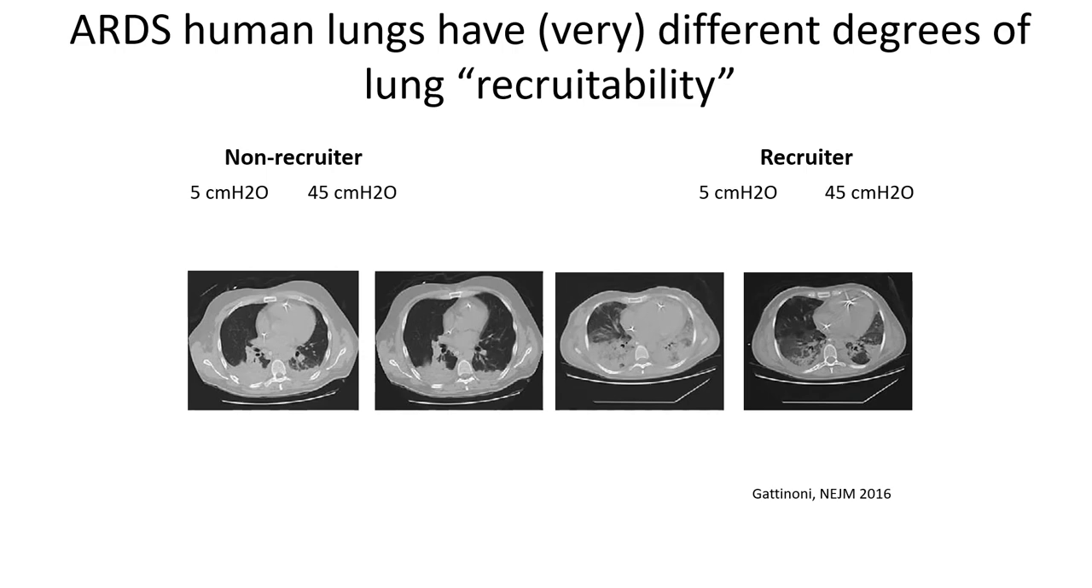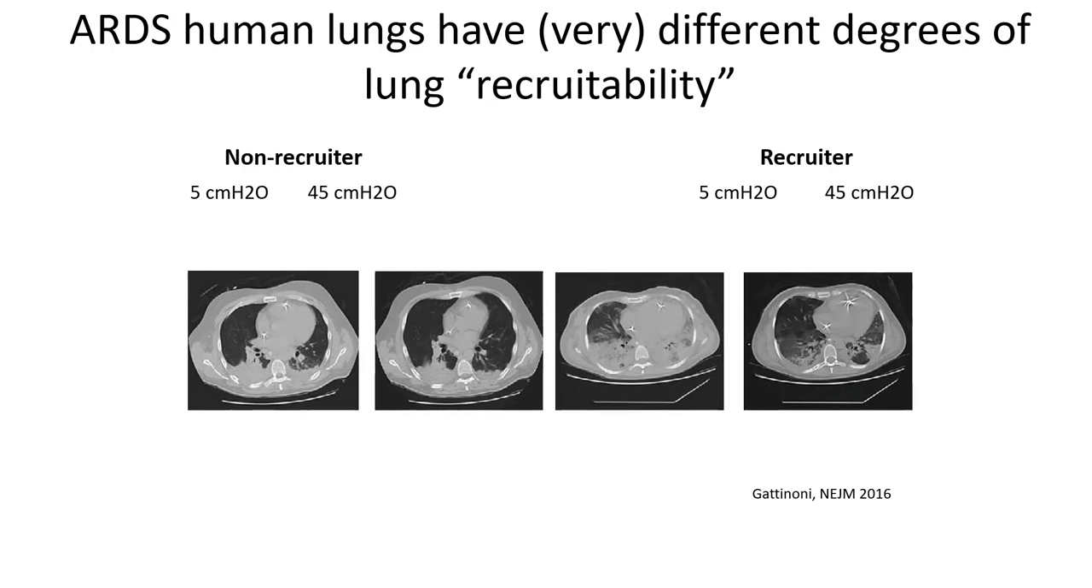I'm showing this classical slide where you have examples of CT scans taken at 5 and 45 centimeters of water, and you have here an example of a patient who is not recruited by 45 centimeters of water. You see the effect of pressure is only to distend the aerated lung and to squeeze the heart. And this is an example of a patient who is recruitable. The lung is clearly reopened at 45, and interestingly, you don't see much effect on the heart. So if we don't take into account the fact that some patients are recruitable, some are not, I think this is one explanation of the mistake.